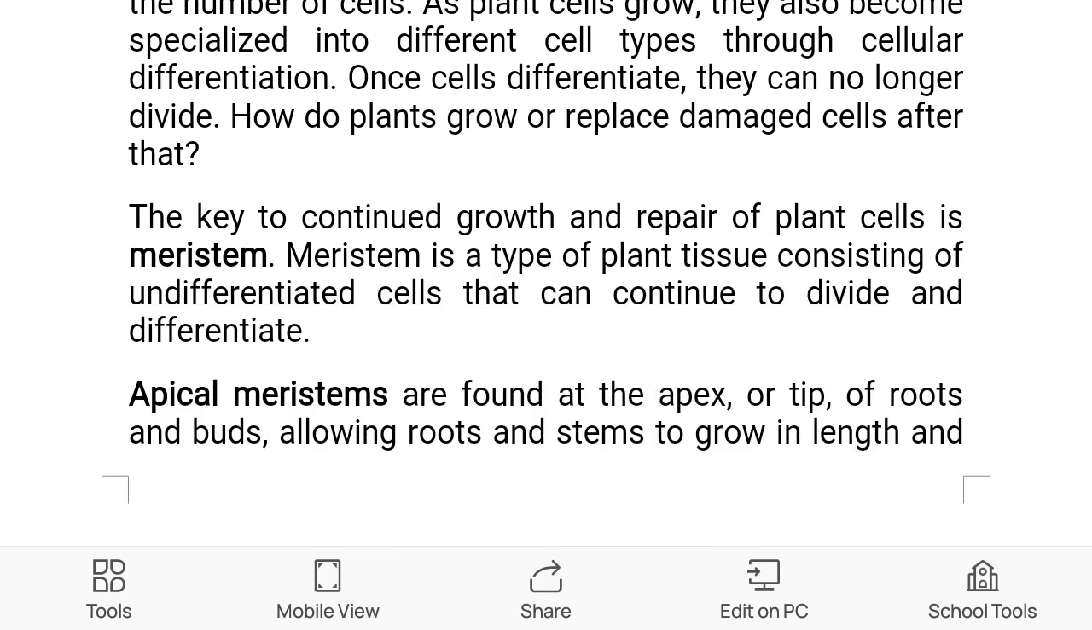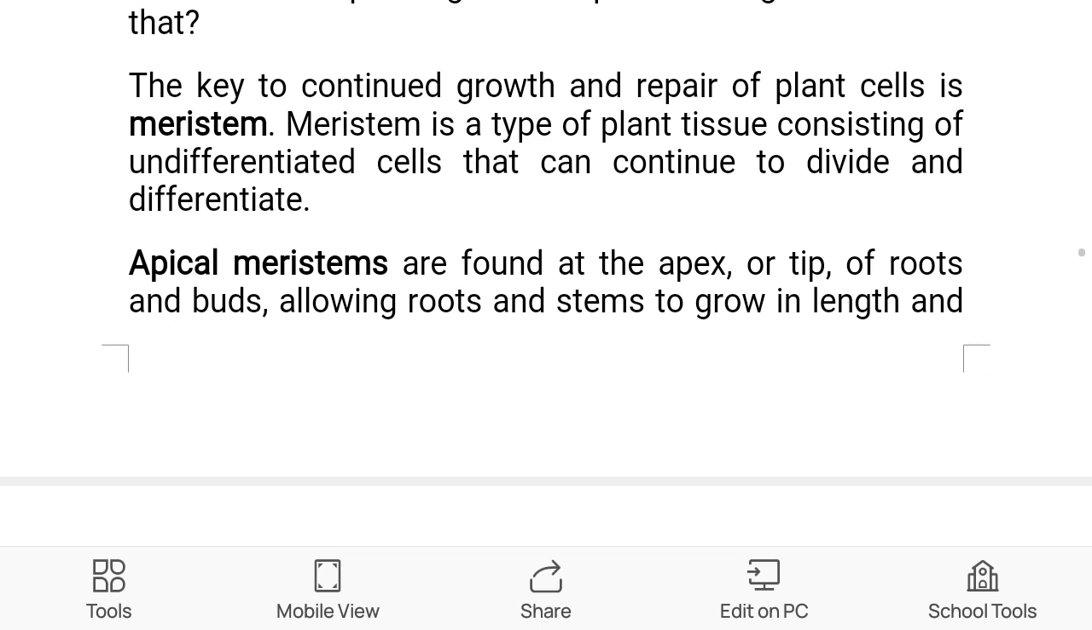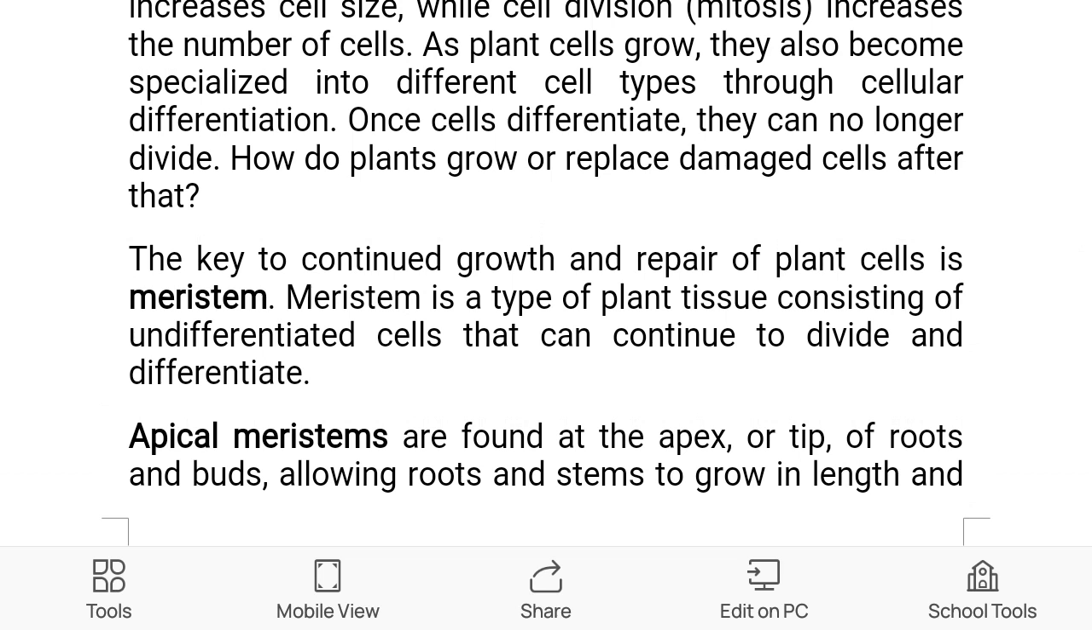The key to continuous growth and repair of plant cells is the meristem. Because you might ask yourself, how do plants grow or replace damaged cells? Yes, as the plants are growing, some cells might be damaged. Maybe some cells at the root region, or animals coming to eat the plant might damage some specific cells. So the question is, how do plants recover or replace those damaged cells? It's through the meristem.